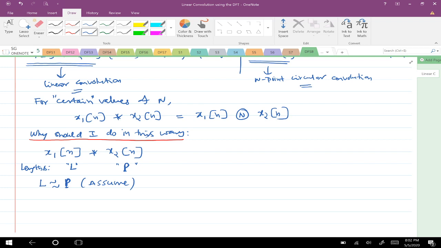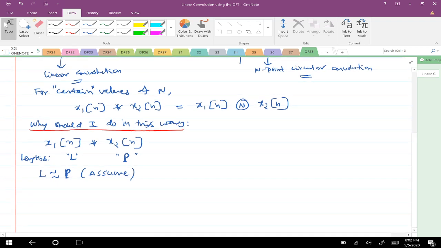Now what I would like to first see is the computational complexity if I am doing this linear convolution in the time domain. So how do I do the linear convolution? This would be the sum over k from minus infinity to plus infinity of x1 of k times x2 of n minus k. Correct? That would give me the value in the output at n. Do I have to do this for infinite values?